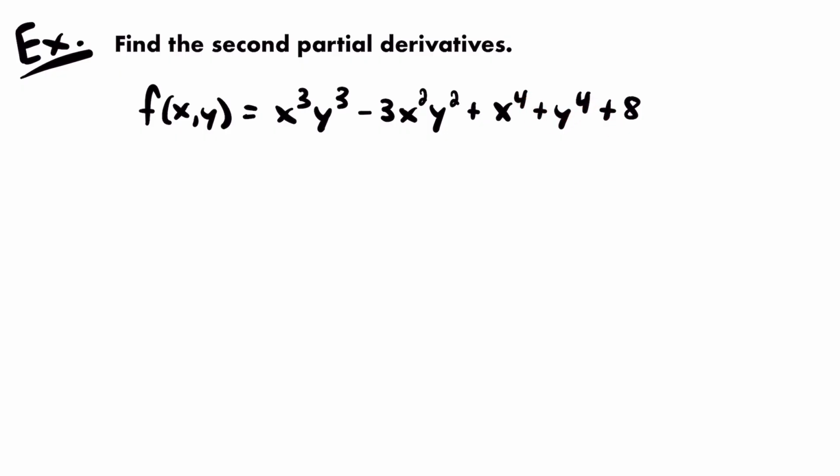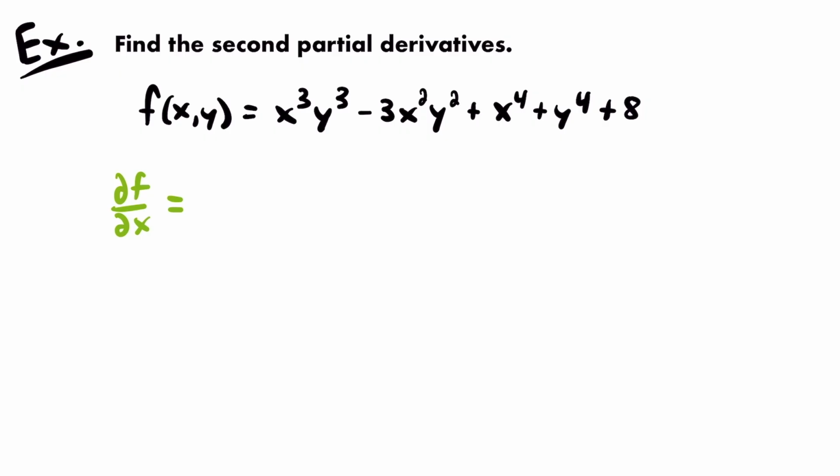Okay, so once again, just like with the previous example, there are going to be four second partial derivatives that we have to find. That will always be the case for a multivariable function of two independent variables. And so in order to find those, we do have to find the first partial derivatives first. So that's what I'm going to do here to start. Let's begin by finding the first partial derivative with respect to x, and I'm going to use a different notation this time around. Let's represent it with df dx.